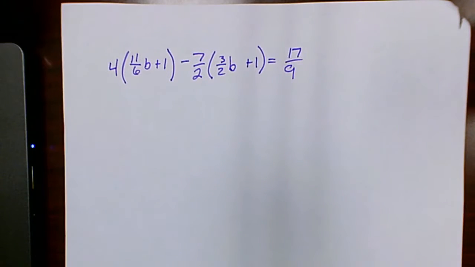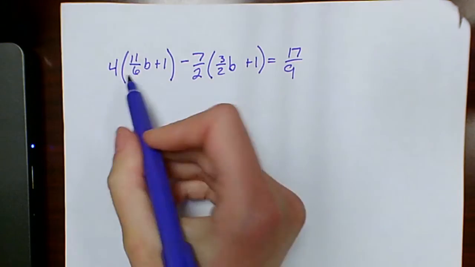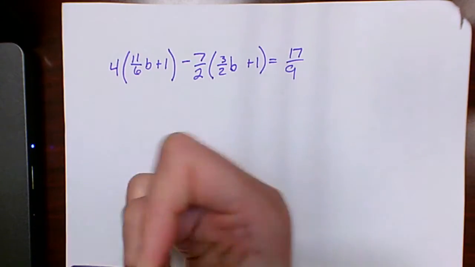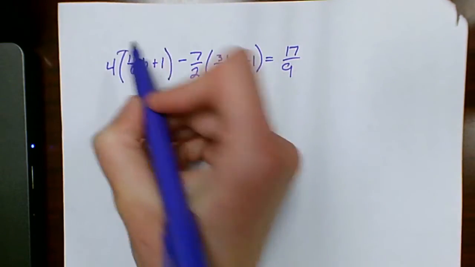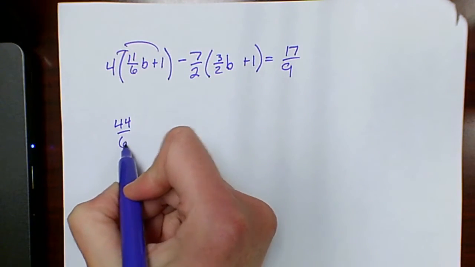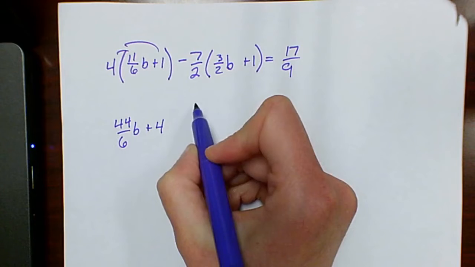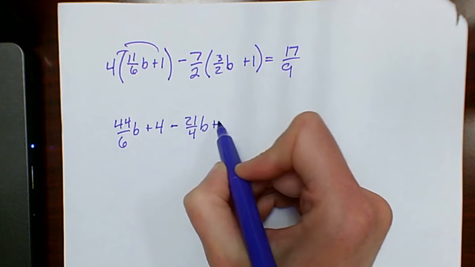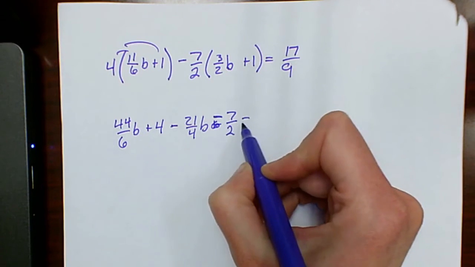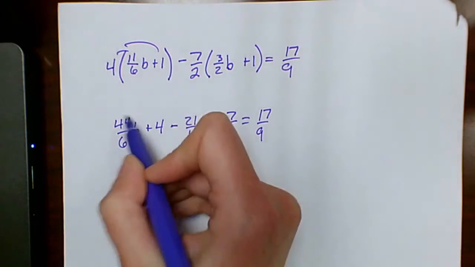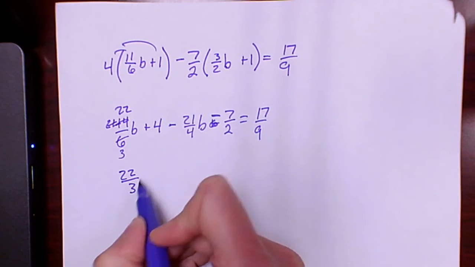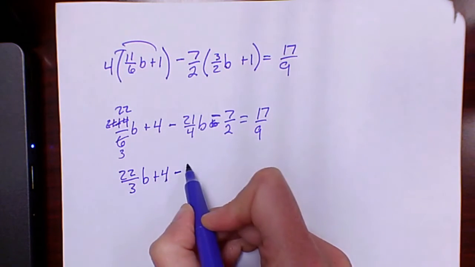Okay, this one needs to be worked a little bit more with the least common denominator. If you want to, you can go ahead and distribute these values through. Let's go ahead and do that since we didn't do that on the other one. So we have 44 6b plus 4, and then we have a 21 over 4b minus 7 over 2 equals 17 over 9. We could have written this as 22 over 3 to reduce.